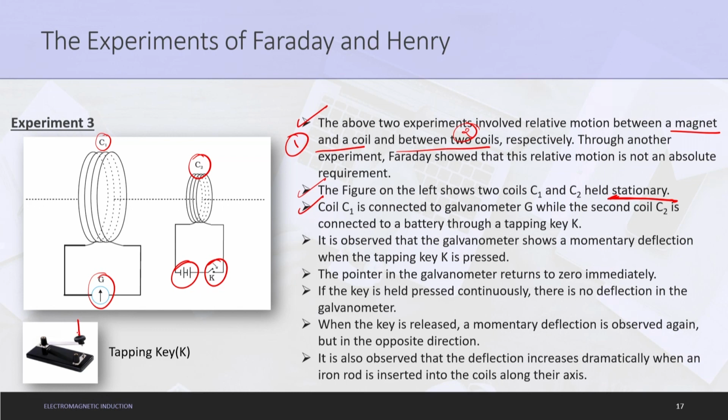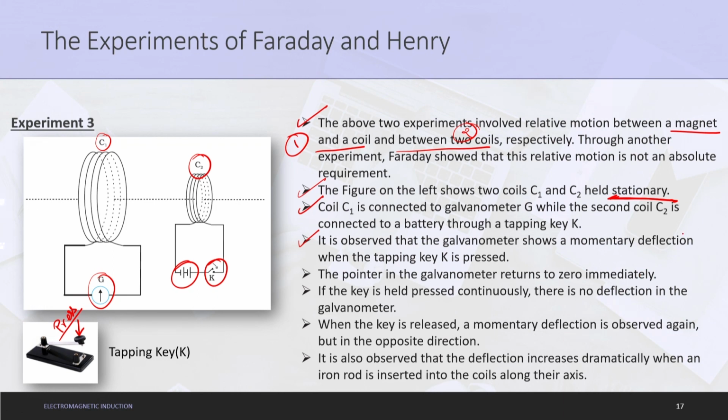So when you press this key, it will show a momentary deflection. Momentary means it goes very quickly in one direction and then comes back again. This is known as momentary deflection. It is observed that the galvanometer shows a momentary deflection when the tapping key K is pressed. Now why is it happening? The pointer in the galvanometer returns to 0 immediately.